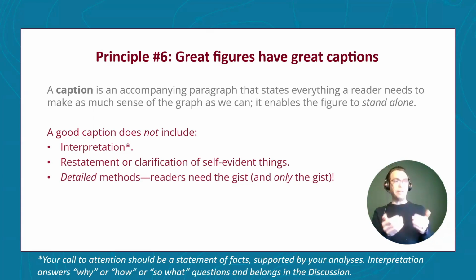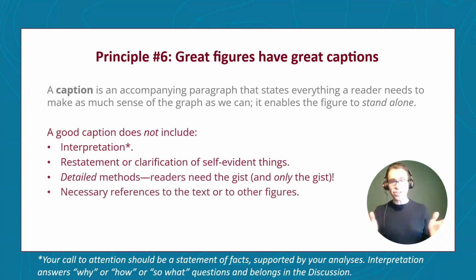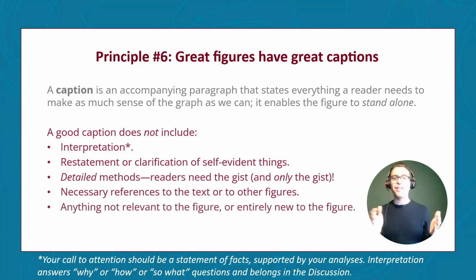They just need enough to understand where the data are coming from. On the flip side, you cannot just say, though, see methods and be done either, right? A figure can't stand alone if you need the methods to make any sense of it. The reader needs to be able to get that gist, even if that gist is brief. And of course, don't introduce entirely new or entirely irrelevant things in a caption. For example, don't define a term for the first and only time in a caption, especially if that term has nothing to do with what's being shown in that graph. I hope that goes without saying.